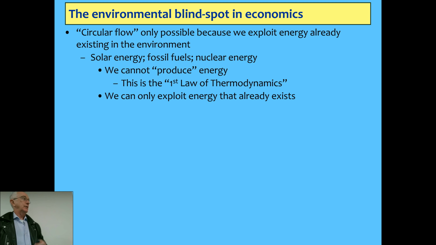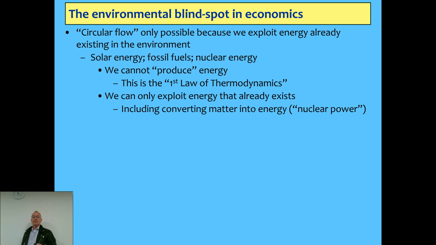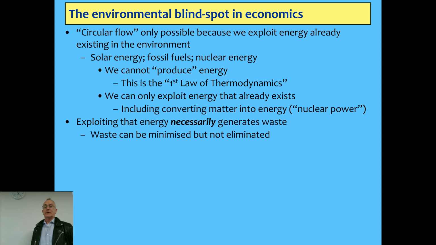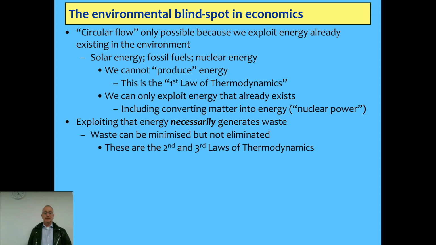So the first law of thermodynamics is you can't make energy. We can only exploit energy that already exists, and that includes converting matter into energy. So even E equals mc squared is saying we're taking matter and converting it to energy, but it starts as a form of energy in its own right. And when we do that, we necessarily generate waste. You can minimize waste, but you can't get rid of it. You cannot eliminate waste. And those are the second and third laws of thermodynamics.